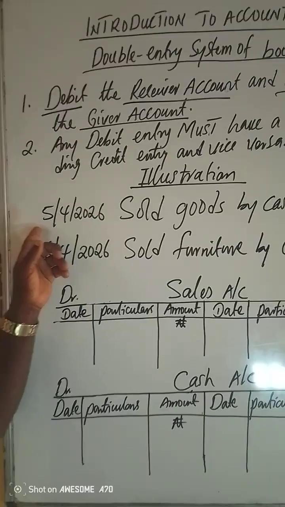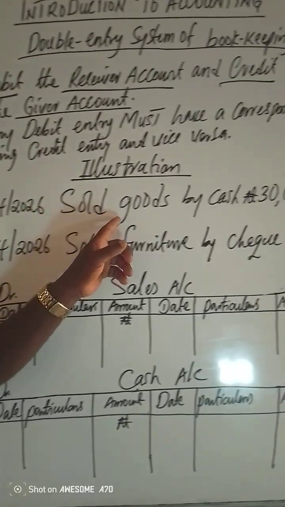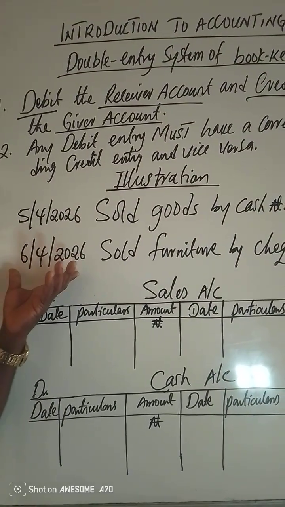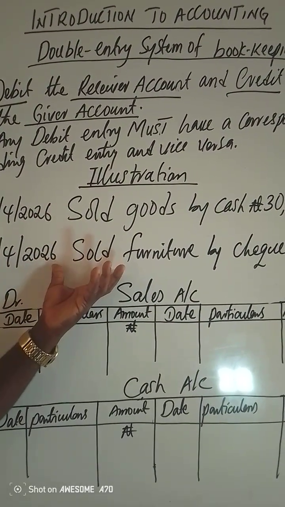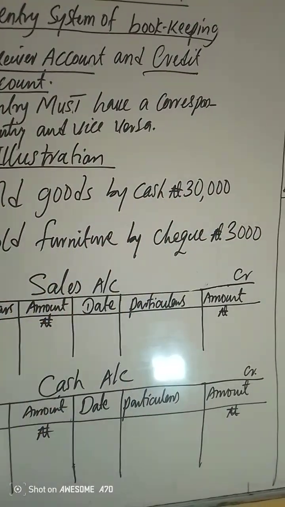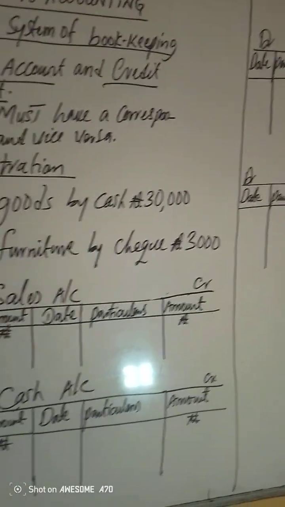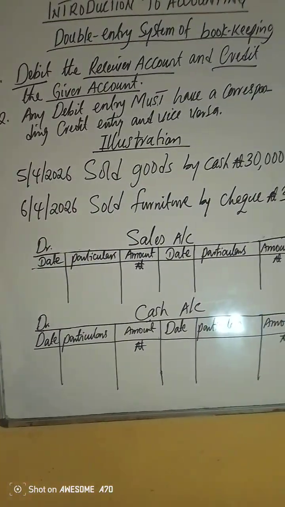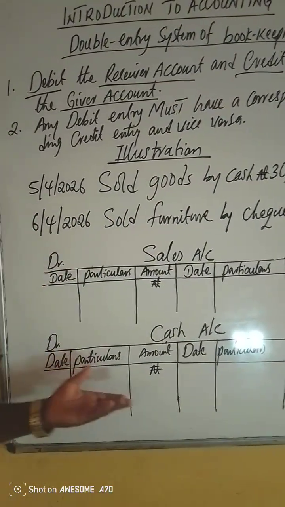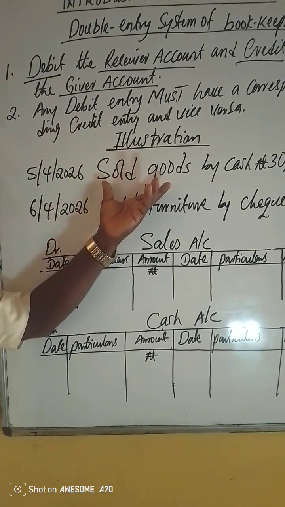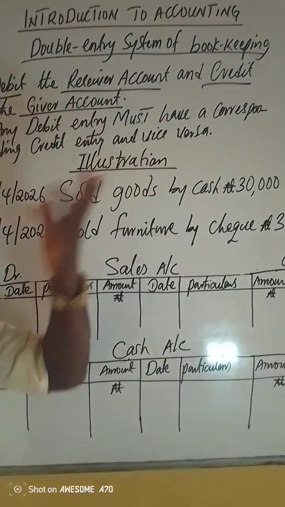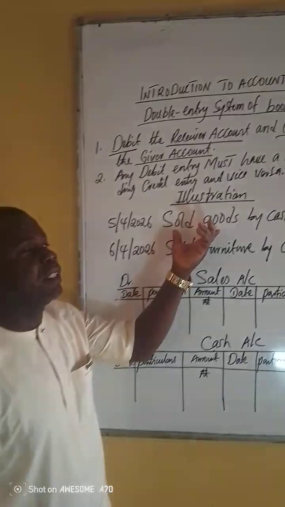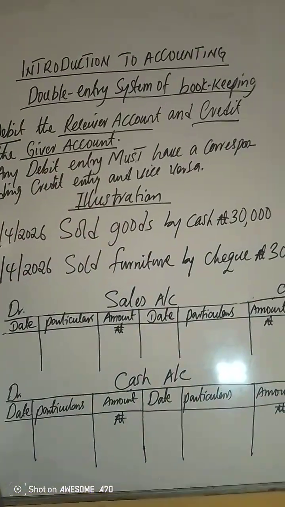Number one, on the 5th of April 2026, sold goods by cash 30,000. Then we also have, on the 6th of April 2026, sold furniture by check 30,000. Let's see how we can post these transactions using the ledger account via the principles of double entry. Here I emphasize that in every transaction there must be a receiver account and there must be a giver account. Let's look at the receiver account and the giver account in the first transaction.